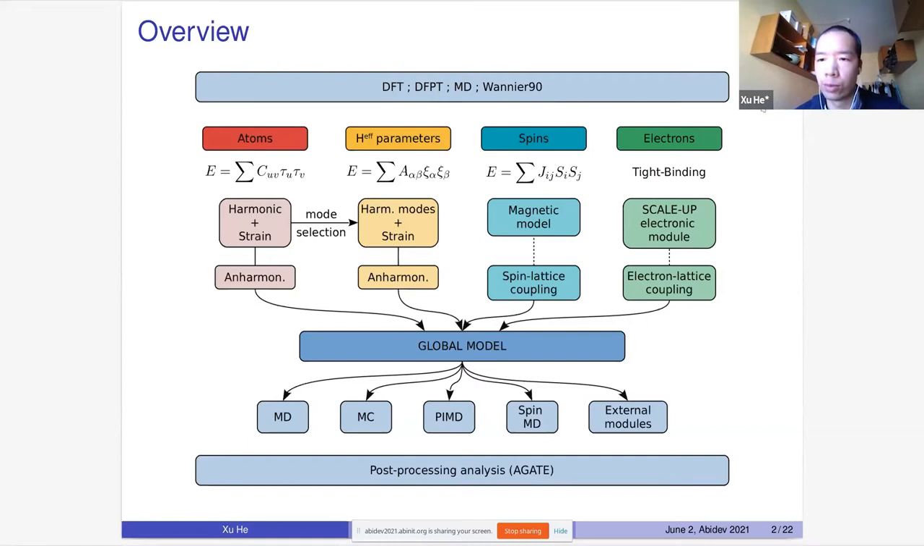This package we implemented is designed to be a framework into which we can plug other potentials. If you design, for example, a machine learning potential, we can also put it in, and it can be directly coupled with the spin models and electron models.